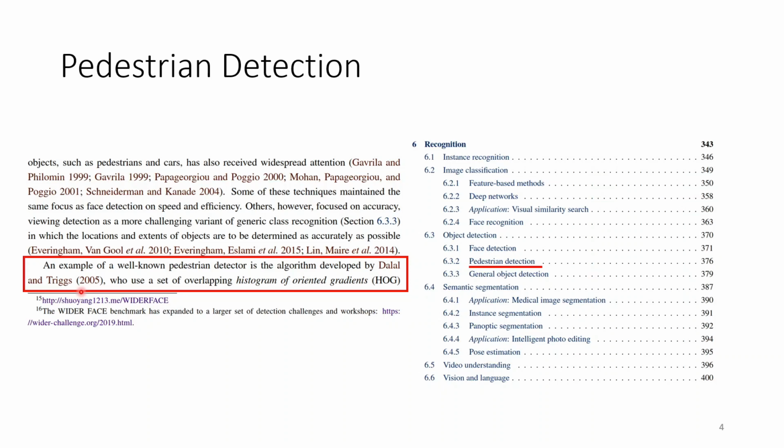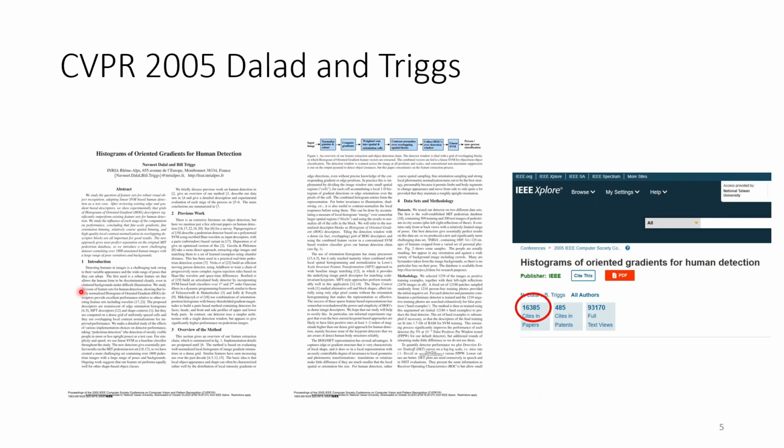Okay, this is a CVPR paper, and it's very easy to find the paper just through the Google search engine or IEEE Xplore. If I use IEEE Xplore to download the paper, there is a very interesting number. The paper has been cited more than 16,000 times. So you can see this paper is very useful. It is liked by a lot of following researchers. Okay, so this is page 1 and page 2 of the paper.